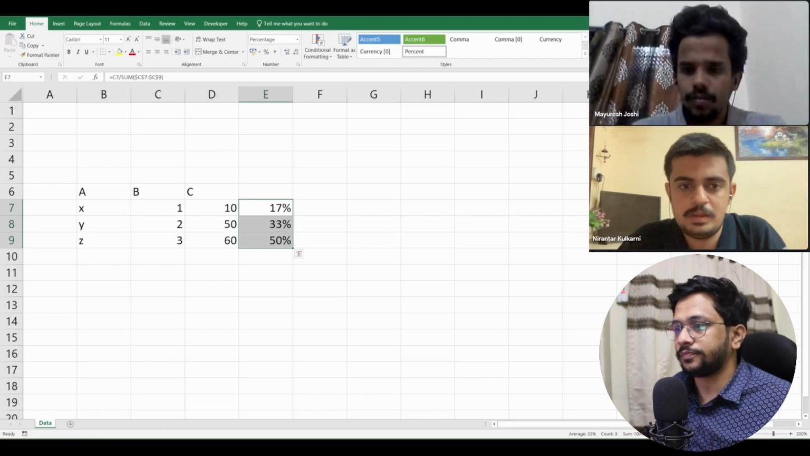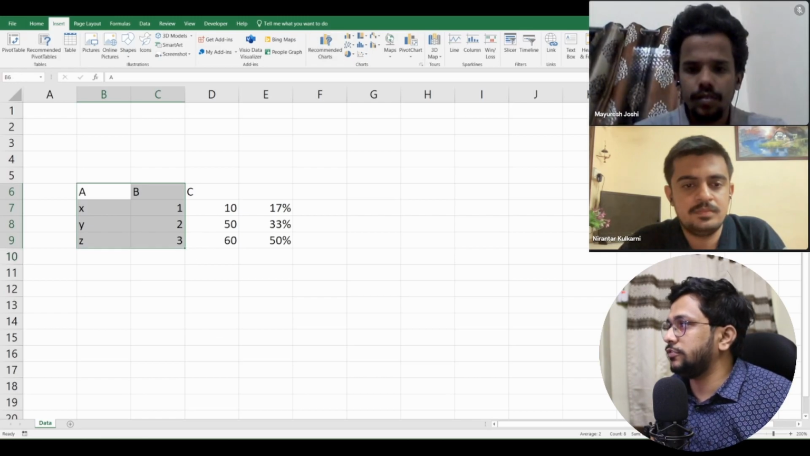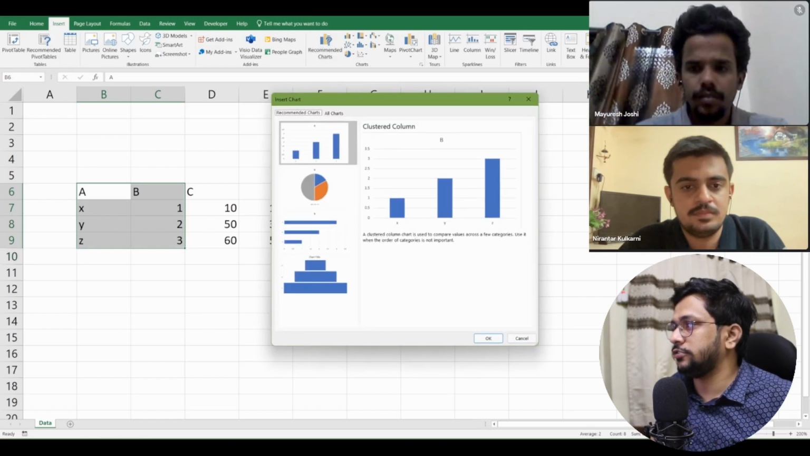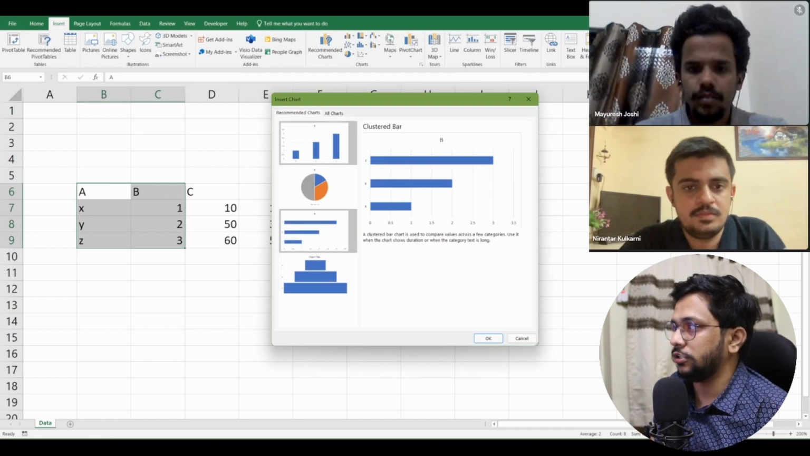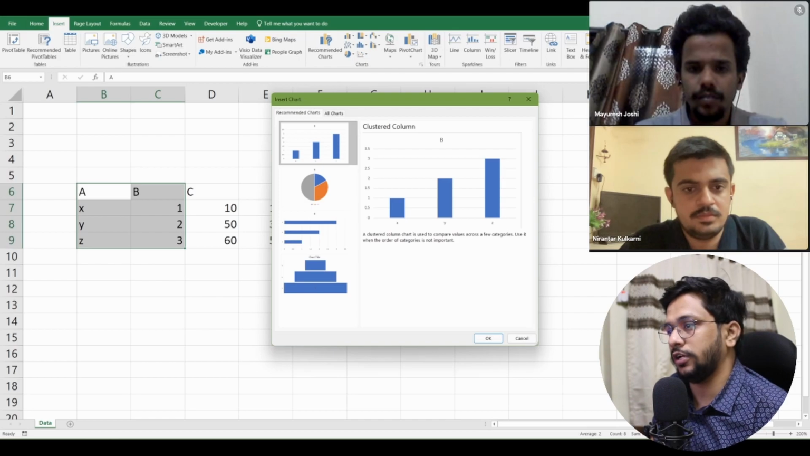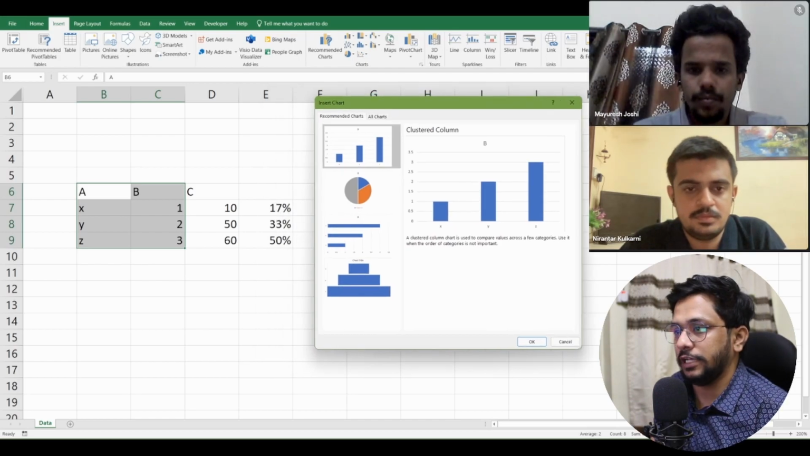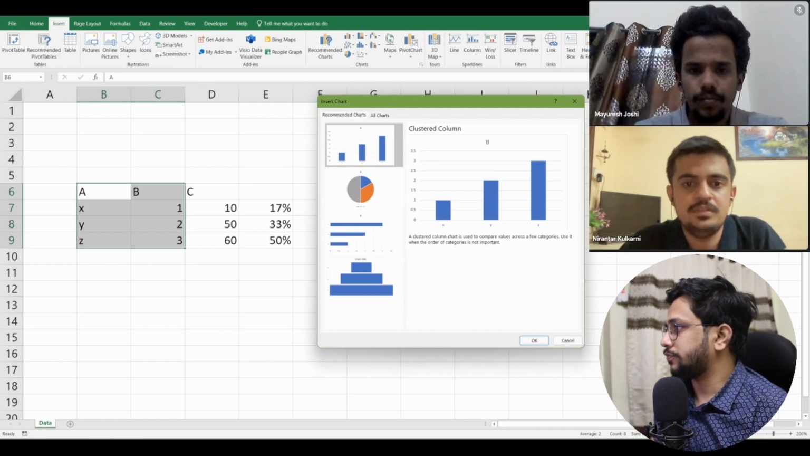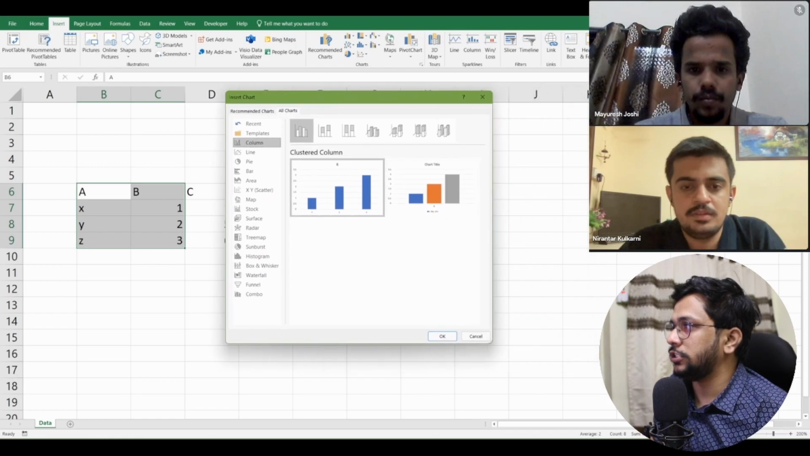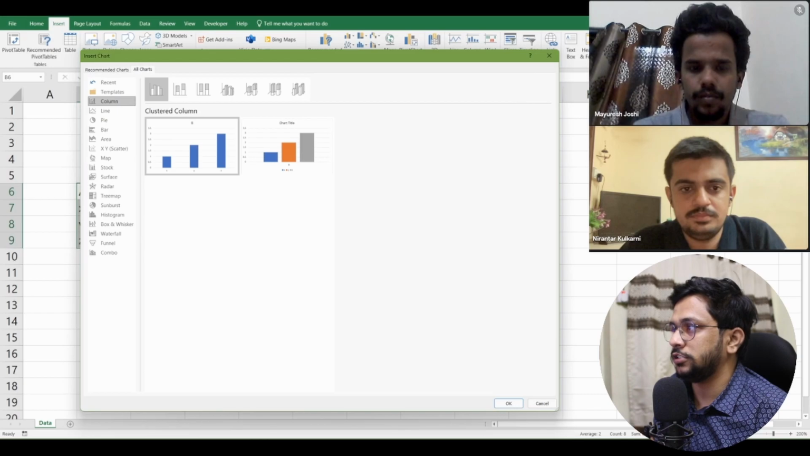So now with this, if we see our chart with X, Y, Z and 1, 2, 3, this representation is good, or this representation is also good, both are fine. But for a pie chart, we should use the percentage values that we have calculated in column E, right? Again, we will look at all charts just to increase our knowledge about charts.